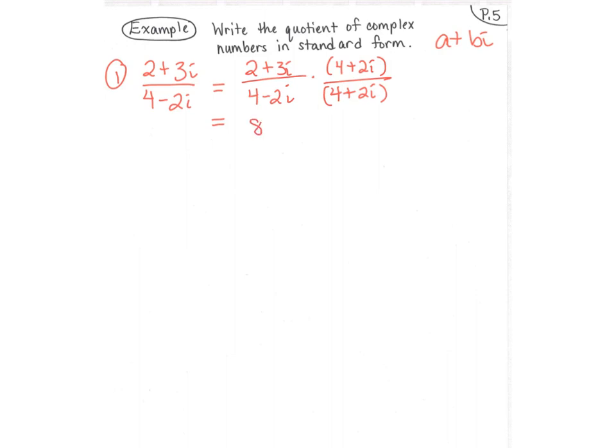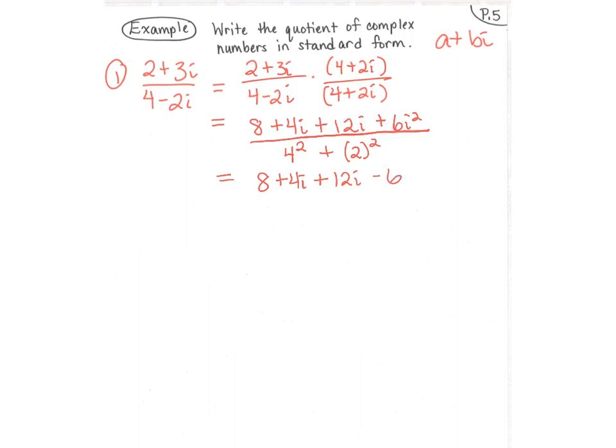So now we'll use the FOIL method because you're going to multiply numerator times numerator, denominator times denominator. Doing that, we get 8 plus 4i. That's what you get when you multiply 2 times 2i. Now 3i times 4, you get plus 12i. And then your last term, you get plus 6i squared divided by, now we use the fact that we just discussed on the previous page, when you multiply complex conjugates, you just get 4 squared plus 2 squared. So we're going to get now 8 plus 4i plus 12i minus 6 all over 16 plus 4. Simplify. 8 minus 6 is 2, and 4i plus 12i is 16i divided by 20.